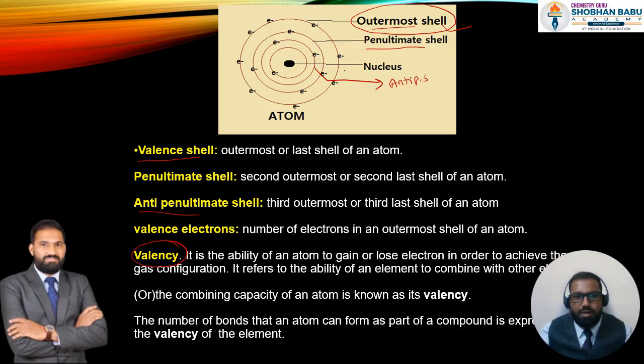Valency is the number of electrons gained or lost by an atom. There are two important definitions to know. The number of electrons present in the last shell is called valence electrons. The number of electrons gained or lost by an element is known as valency. This is very important to decide the charge, the chemical properties, and the metallic or non-metallic nature as well.